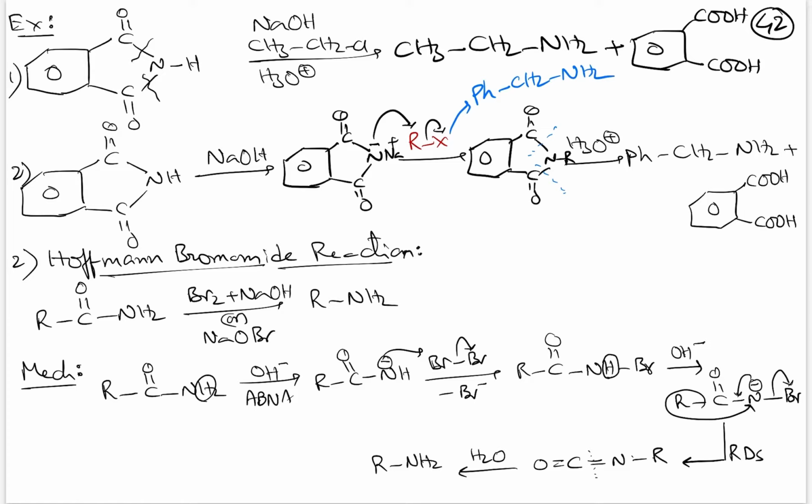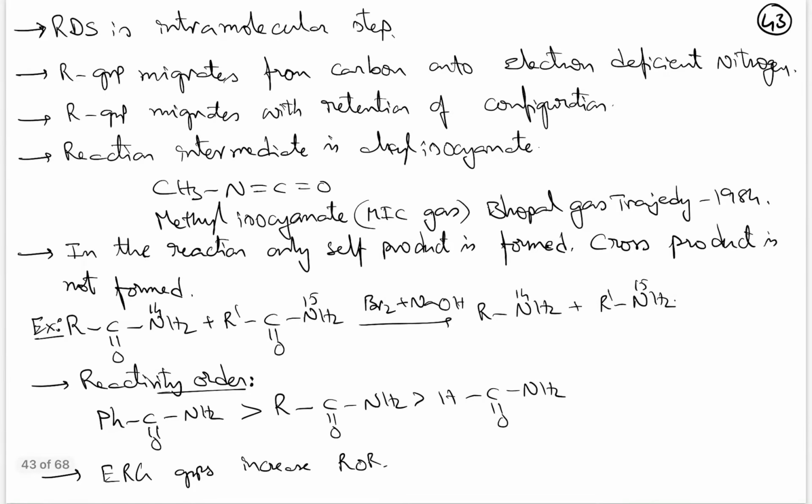So this is 1, this is 2, and this is 3, and these 3 steps internally will result in the formation of this intermediate, and this intramolecular rearrangement is the RDS step for this reaction. Alkyl isocyanate will be formed as an intermediate, that on hydrolysis will become finally amine. So RDS is an intramolecular step. R group migrates from carbon onto the electron deficient nitrogen.